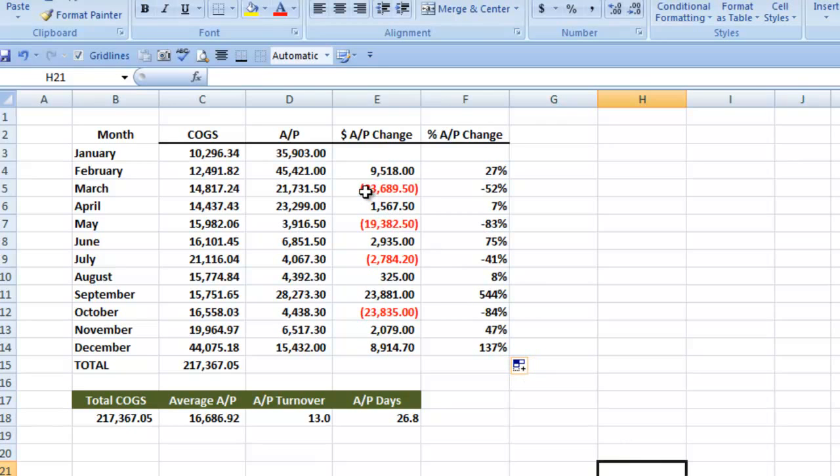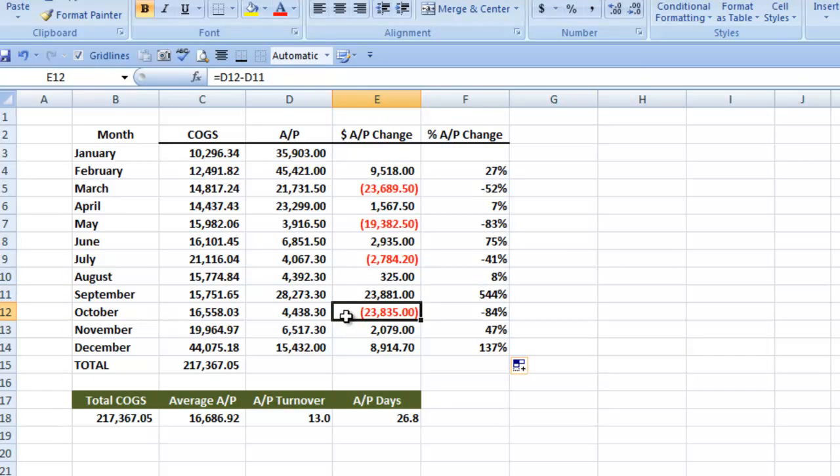The 4 months that stand out to me start in March, where first we see a $23,000 decrease in payables. Followed in the next month, the increase is only $1,500. The next month, the decrease again is large, $19,000, followed by only a $3,000 increase in payables. Together, this could have a significant influence on the cash position of the company.